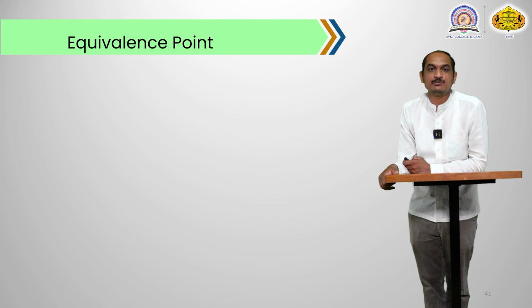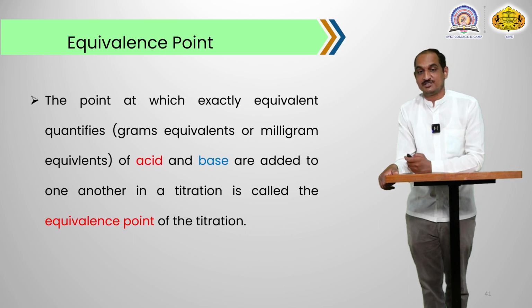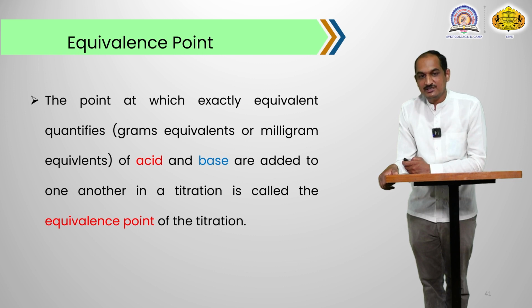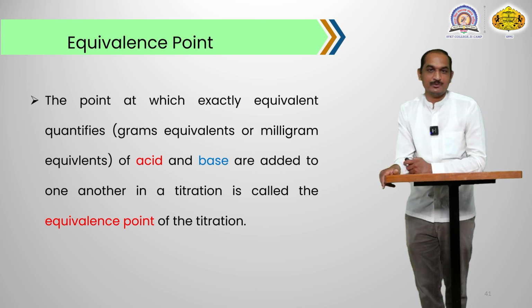The next important term in the volumetric analysis is the equivalence point. What is the equivalence point? The point at which exactly equivalent quantities of acid and base are added to one another in a titration is called the equivalence point of the titration. Equivalent quantity, we know, is in gram equivalents or milligram equivalents. So once again I repeat the definition of equivalence point.